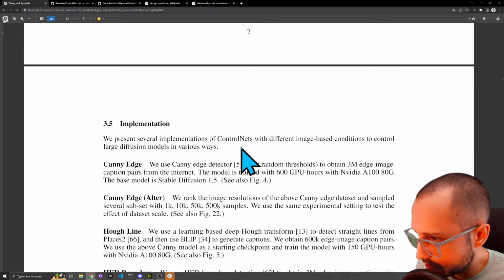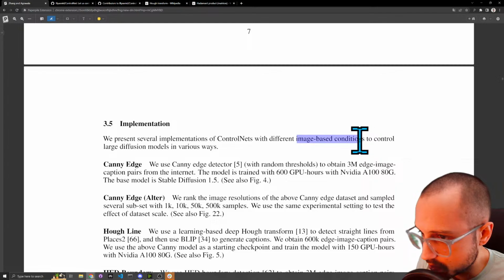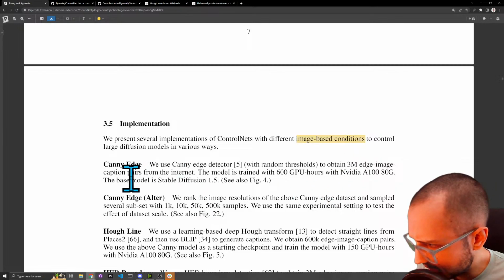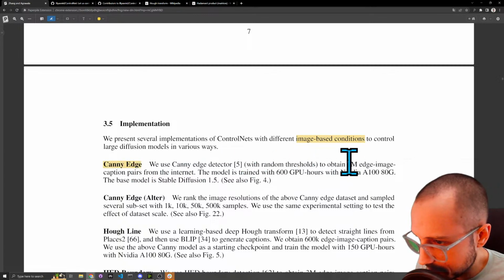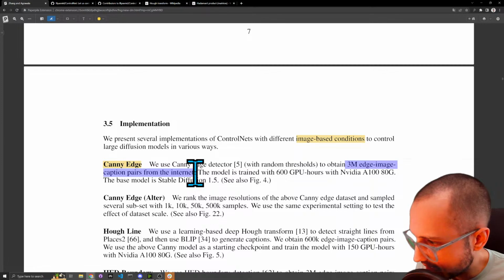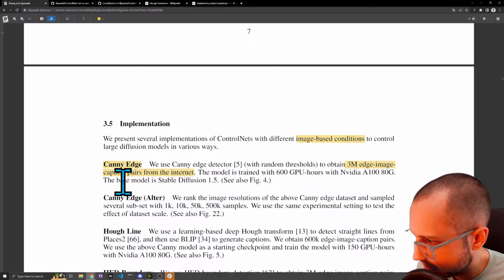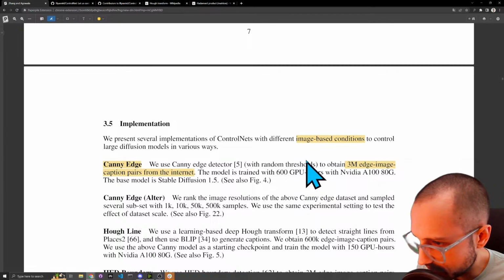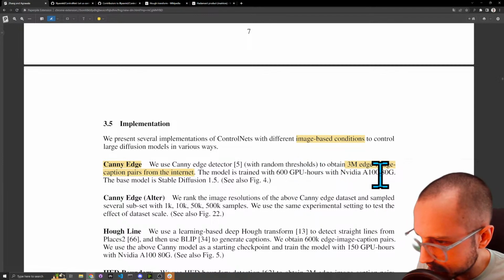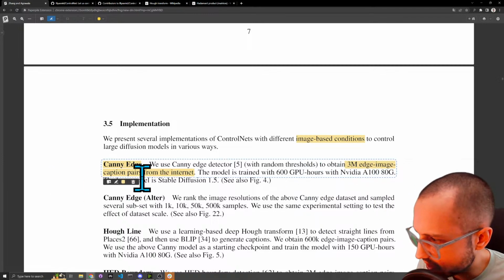We present several implementations of ControlNets with different image-based conditions to control large diffusion models. Okay, so they have Canny edge detector, used to obtain 3 million edge-image-caption pairs. The model is trained with 600 GPU hours on an NVIDIA A100 80 gig. The base model is Stable Diffusion 1.5. So how do they get this dataset here?